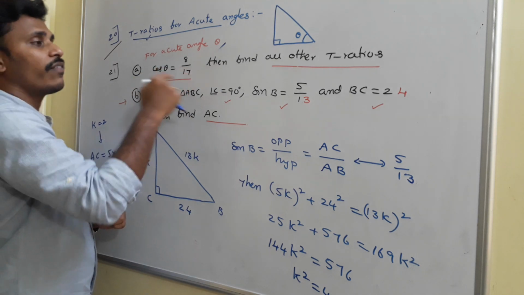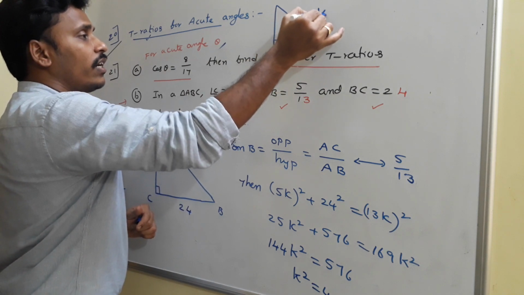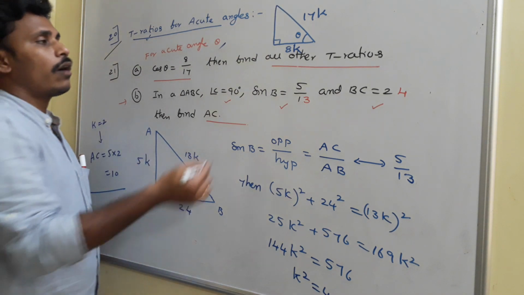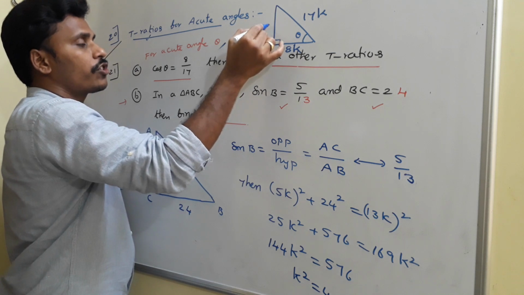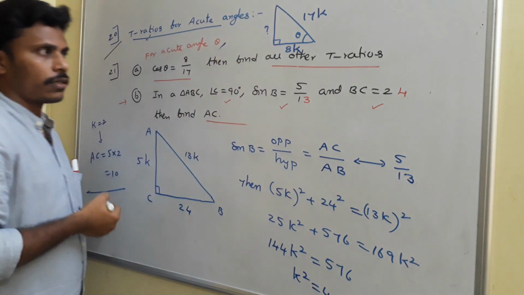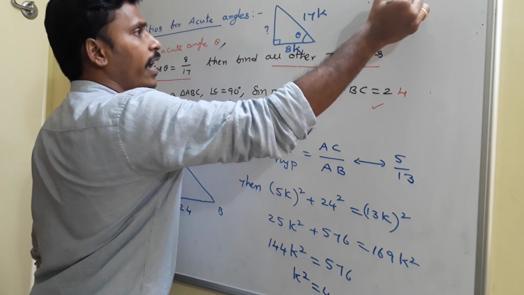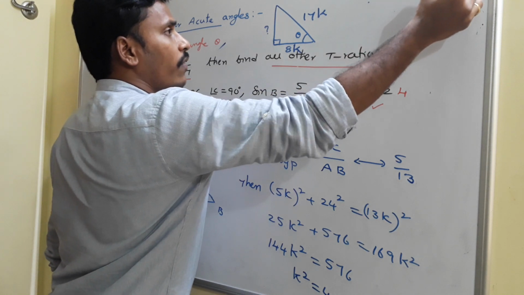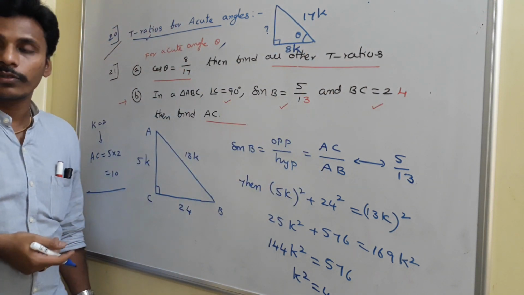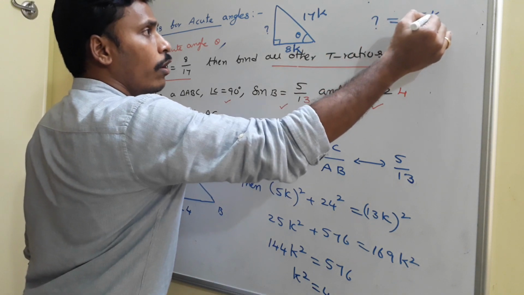Since it is 8 by 17, this is the adjacent side. So this length is 8k and this length is 17k, because the ratio is 8 is to 17. Now we don't know about this length. Just take the length as some question mark, since we are going to calculate it. Now apply the Pythagorean result here: question mark square plus 8k square is equal to 17k square. Solve it to get the question mark value as 15k.